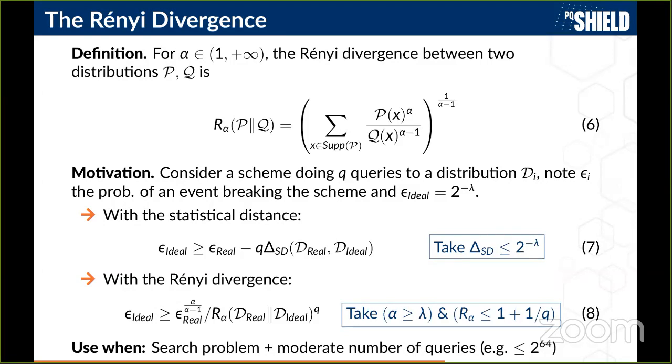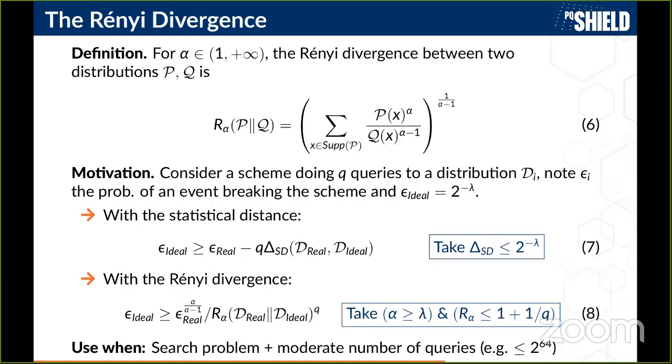So the motivation is, we consider a scheme doing Q queries to a distribution D_I, and we note epsilon_I the probability of an event that breaks the scheme, and we note epsilon_ideal equal to 2 to the minus lambda. So what we mean here is that the ideal scheme has lambda bits of security. And what we want is to link the security of the ideal scheme and the security of the real scheme, so with epsilon_ideal and epsilon_real. And this is given by what are known as probability preservation properties.